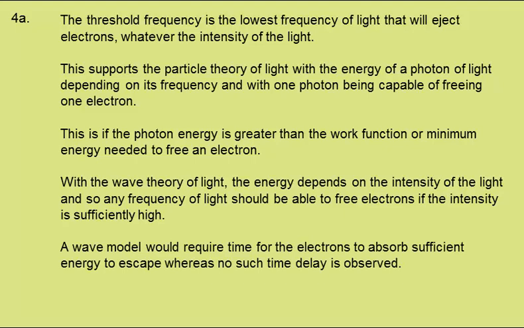A wave model would also require time for the electrons to absorb sufficient energy to escape, whereas no such time delay is observed. In B part 1, an alpha particle of mass 6.6 times 10 to the minus 27 kilograms has a kinetic energy of 9.6 times 10 to the minus 13 joules. We need to show the speed of the alpha particle is 1.7 times 10 to the 7 meters per second.